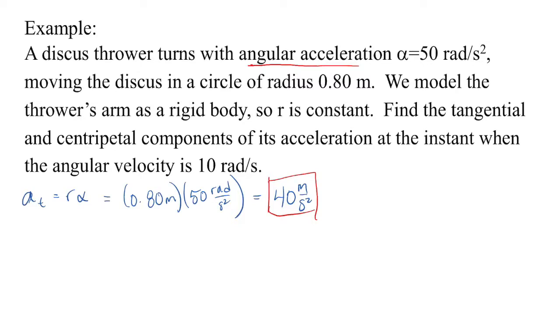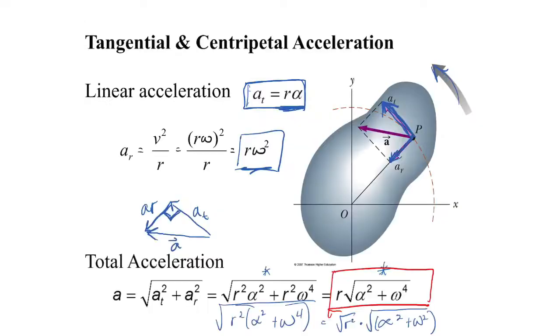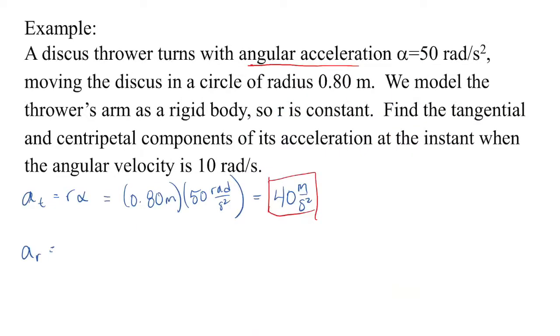And then we want the rotational or the centripetal acceleration, which of course is v squared over r, but we are going to use this other equation for it, r times omega squared, r being radius and omega being the angular velocity. And of course we did want to find it at the instant when it's going 10 radians per second. Okay, so that centripetal acceleration will be different.